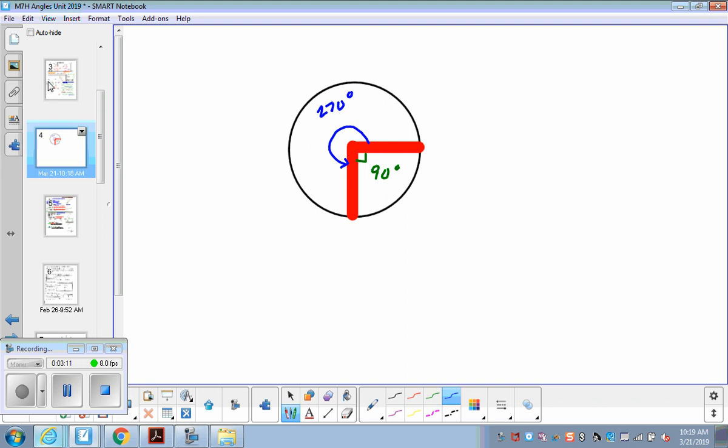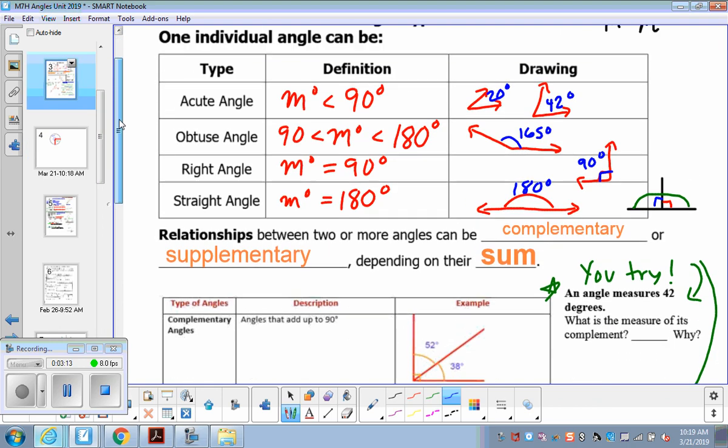All right, now you guys already know that vocabulary, and we're going to talk a lot about the relationship between a bunch of these angle types, okay? Now the first thing I want to start you guys off with is that relationships can either be complementary or supplementary depending on their sum, okay? So if I've got two angles, they could be complementary or they could be supplementary. It just depends on their sum.